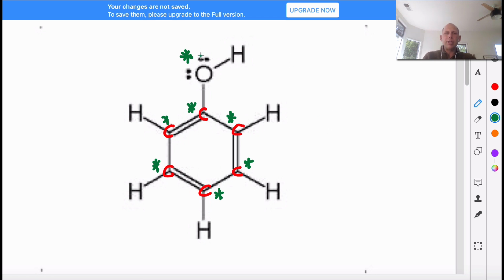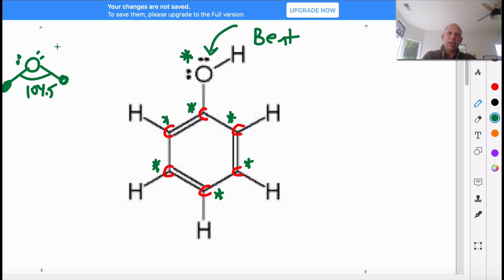So let's go through and let's give the molecular geometry for all of them. So first off, for this oxygen here, this is going to be bent. And we know that because anytime we have a central atom with at least one or two lone pairs, it's bent with a 104.5 degree bond angle. So there's that central atom, and here's one thing on one side, and there's another thing on the other side. So that's bent.